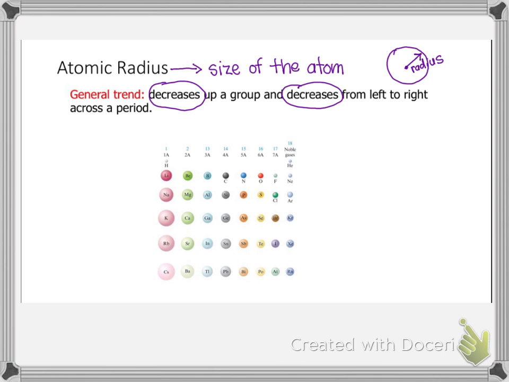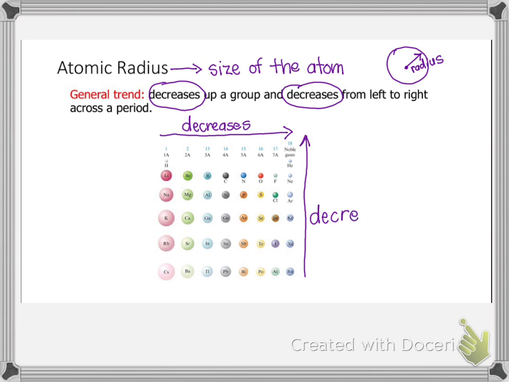Some of the atoms will be almost the same size as we go across. So we're really thinking about these representative elements. And if you look at this illustration, the size goes from larger to smaller as we go across, and then it decreases as we go up.